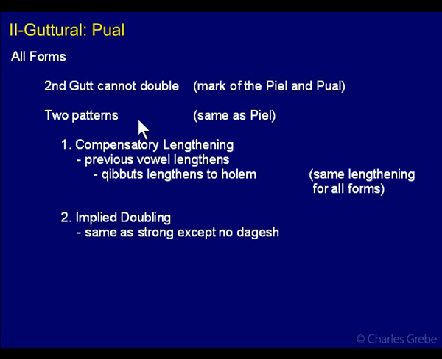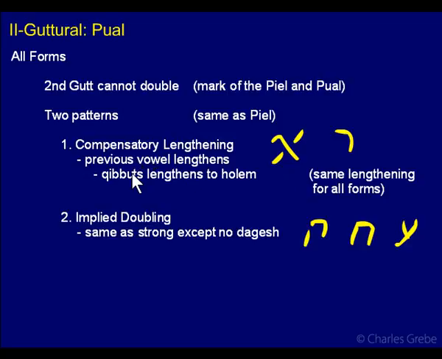Let's check, see what's going on here. Second guttural cannot double. Doubling, of course, is the mark of the piel and the pual. So we have the same issue with the pual as we do with the piel. And we have two patterns, just like we did in the piel. The first is compensatory lengthening, and I'm guessing, Ross didn't explicitly say this, and I didn't look it up elsewhere, but I'm guessing that, again, this will be true for aleph and resh, and the implied doubling for hey, chet, and ayin. That may not be the case, but I suspect that's the case.